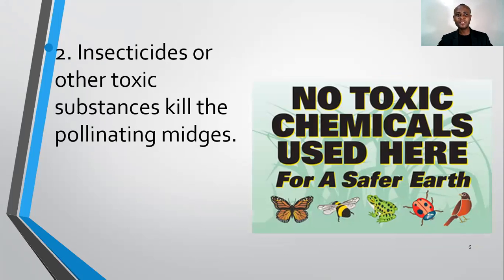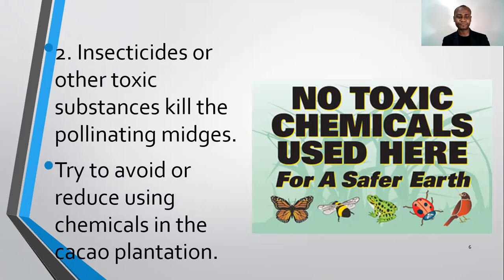Generally speaking, you should use chemicals sparingly on the farm. Use them only when needed. Don't make it a habit of spraying the farm frequently, because when you do that, you destroy the pollinators. And when the pollinators are destroyed, it means you are going to have few pods on your trees. That's one thing you should know.